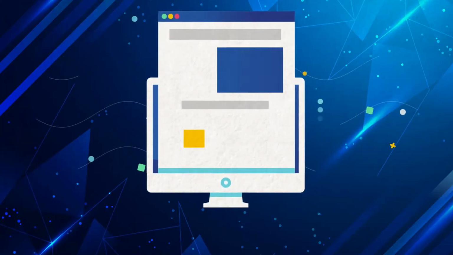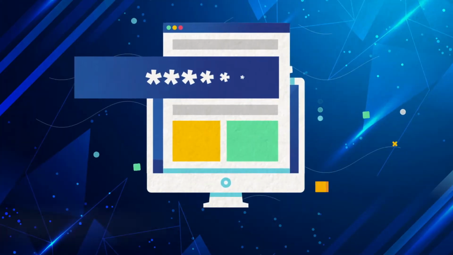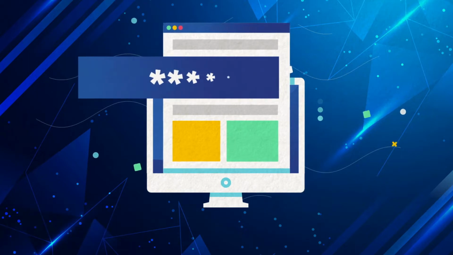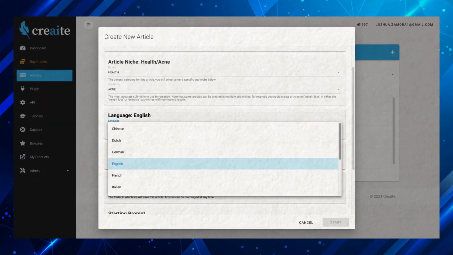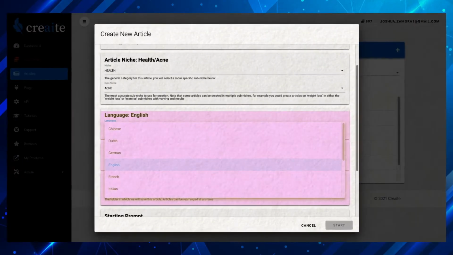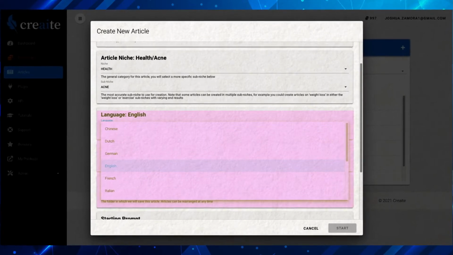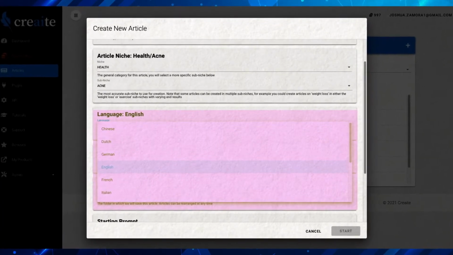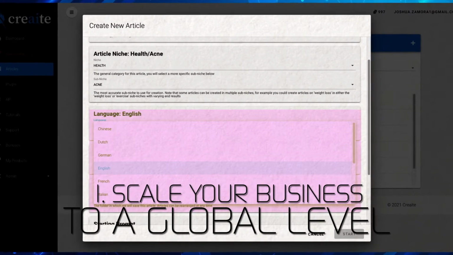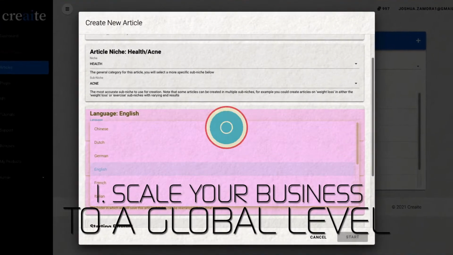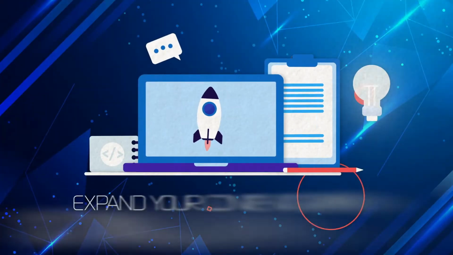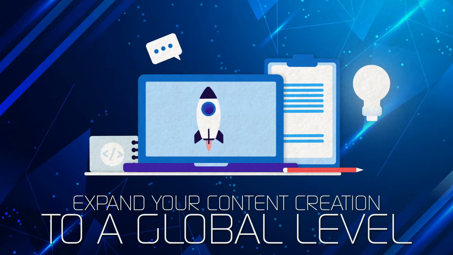On this page, you're going to be able to unlock additional but optional advanced features. The first of these features is the ability to have content written for you in 12 of the most popular languages in the world, which will allow you to scale your business to a global level. Yep, you heard that correctly. How would you like to be able to expand your content creation to a global level?